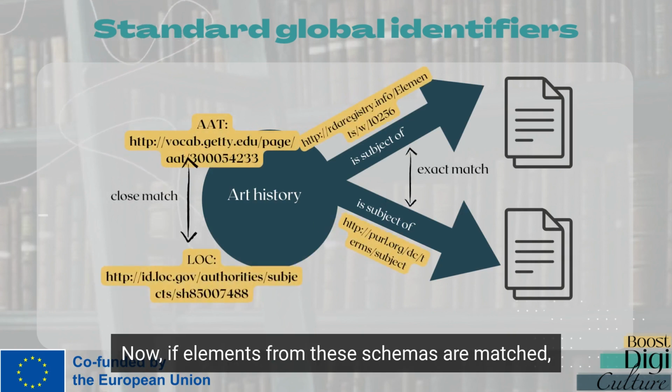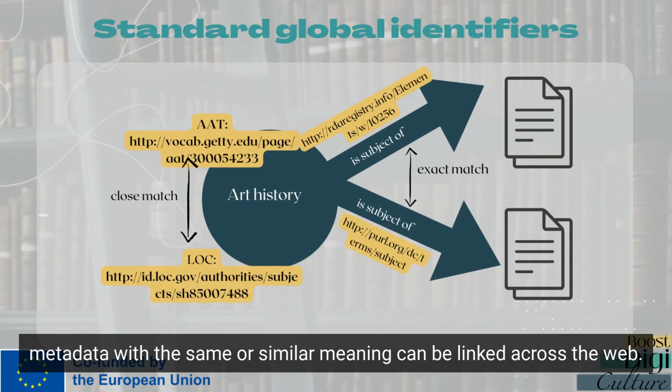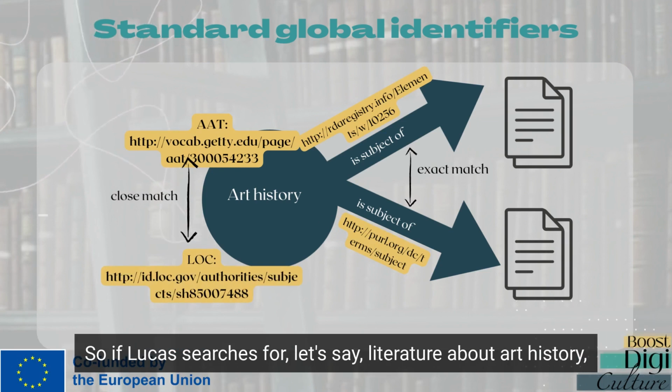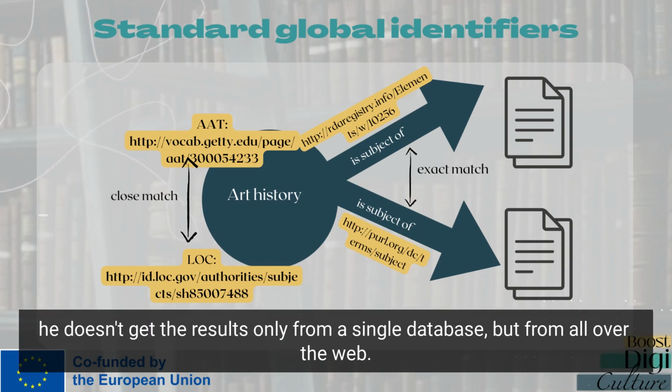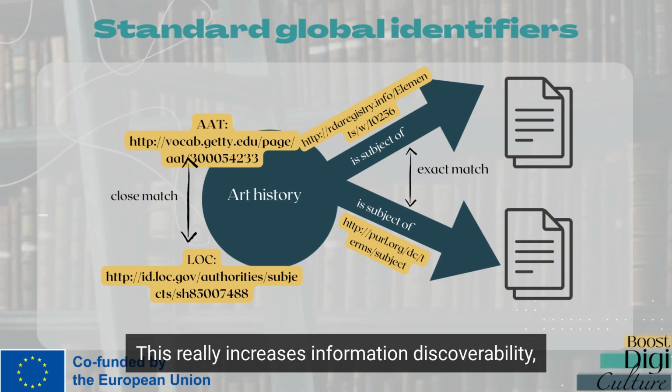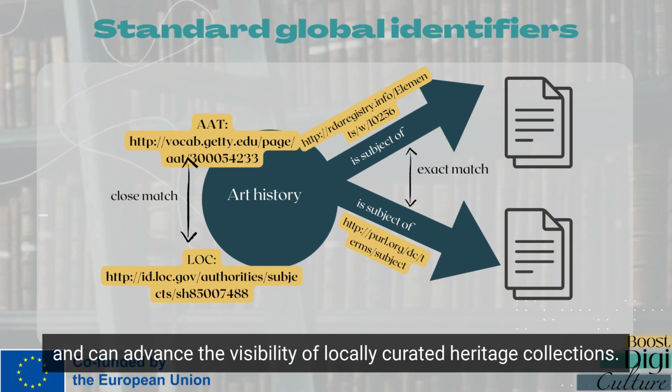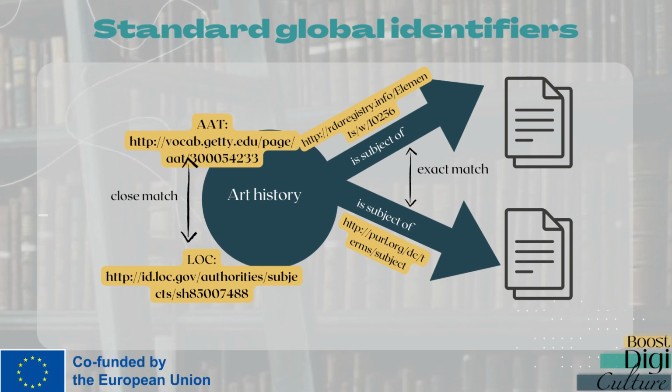Now, if elements from these schemas are matched, metadata with the same or similar meaning can be linked across the web. So if Lucas searches for, let's say, literature about art history, he doesn't get the results only from a single database, but from all over the web. This really increases information discoverability and can advance the visibility of locally curated heritage collections.